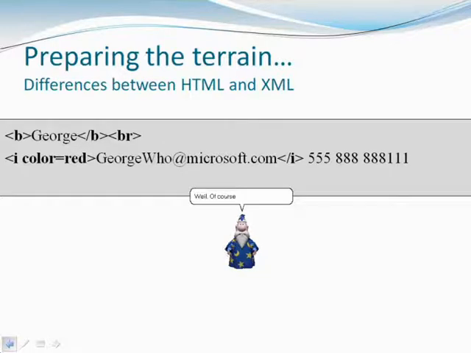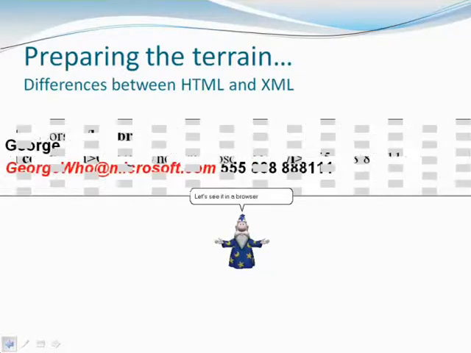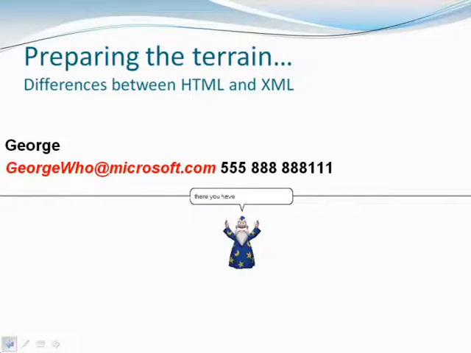Well, of course. The George thing will appear in bold when you see the code in a browser. And there is more. There will be a break line after that. And the Georgiuho at Microsoft.com thing will appear in italics color red. And what about the number at the end? It will look like plain text. Let's see it in a browser. There you have. Now let's look at another example.